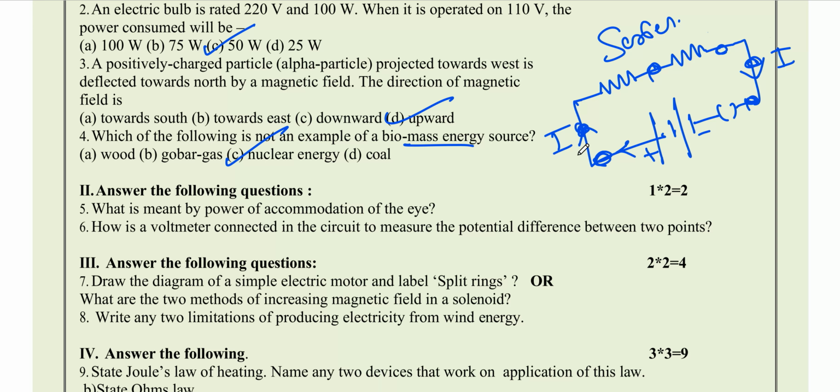So whether you connect the ammeter here, or here, or here, wherever you connect it, it shows the same current. So we connect them in series.